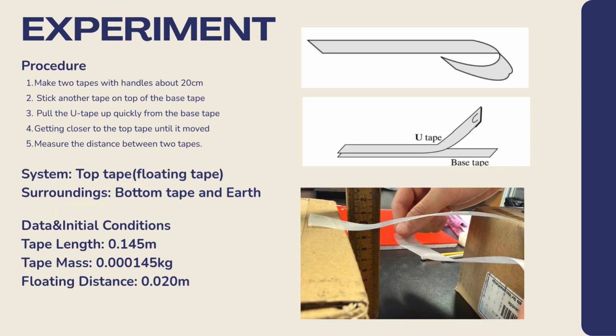We created two strips of tape and quickly separated them to generate charge. Then we slowly moved them closer together until the upper tape floated. The mass of the tape was 0.000145 kilograms, and the separation distance was about 0.02 meters.